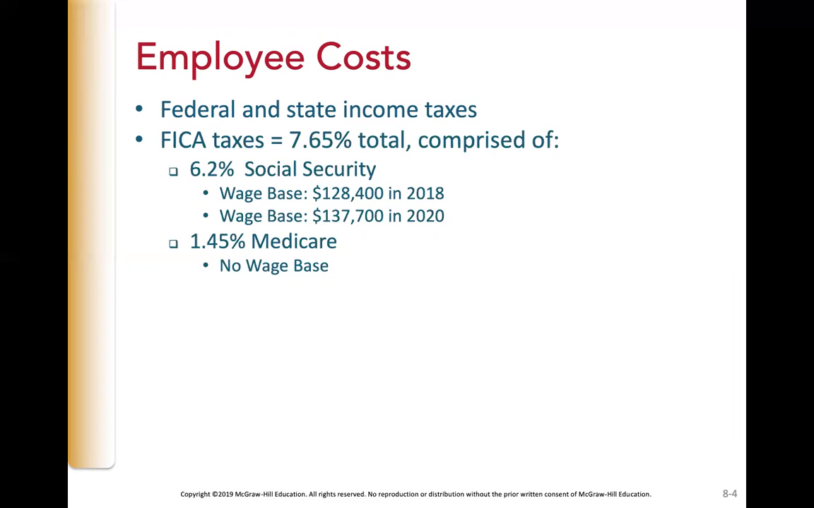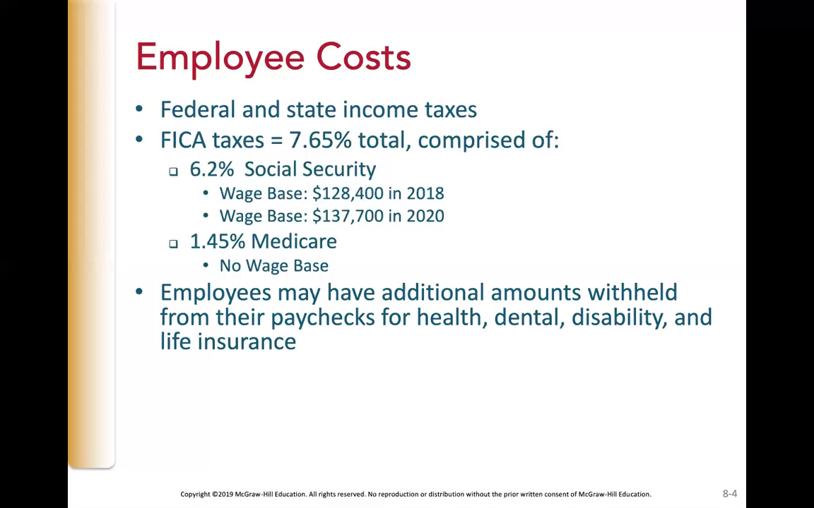Medicare, on the other hand, has no wage base. You earn $1 million, you earn $10 million, you are paying 1.45% on all wages that you earn. So it's important that you see the difference. You have these taxes. One has a wage base, one does not have a wage base. And this is your cost. You may also have additional amounts withheld from your paychecks for health, dental, disability, and life insurance.